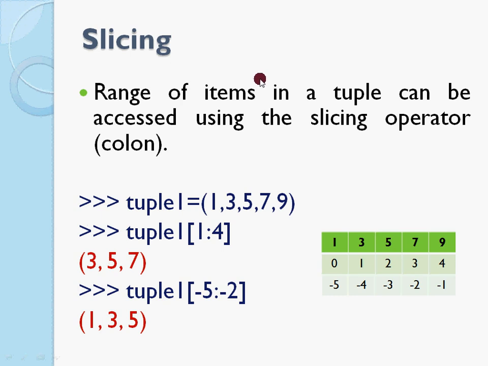We can also slice a part of the tuple using the slicing operator colon. If we give the starting position and the ending position, then it will retrieve the elements from the starting position to the ending position minus 1. So 1 to 4 means it will take the element from 1 up to 4 minus 1, which is 3. So these 3 elements will be retrieved. Likewise in negative indexing, from -5 to -2, where -2 minus 1 gives -3, so from -5 to -3 these elements are retrieved.